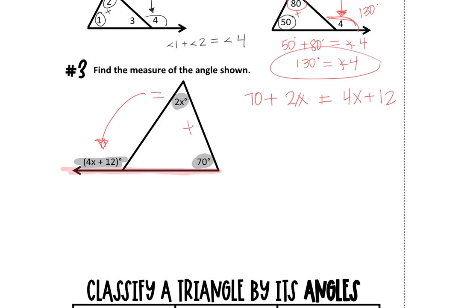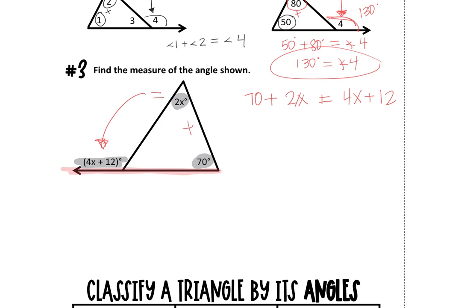Okay, so I'm going to grab both of my angles inside of that triangle. So 2x and 70 are inside of the triangle. So I'm going to add, and I'm going to put it equal to the outside part, which is 4x plus 12. So exactly what I did, I added the two parts inside, putting it equal to the outside part.